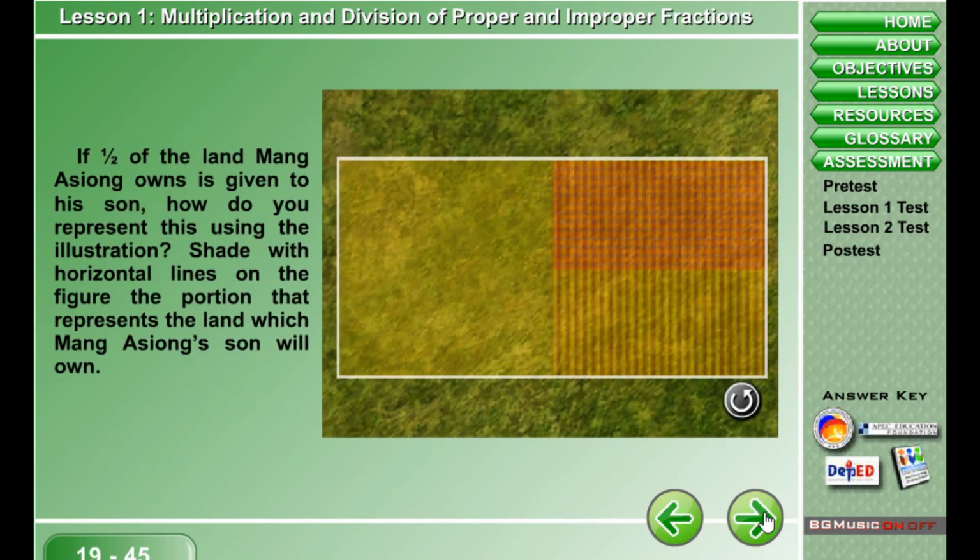If 1/2 of the land Mang Asyong owns is given to his son, how do you represent this using the illustration? Shade with horizontal lines on the figure the portion that represents the land which Mang Asyong's son will own.